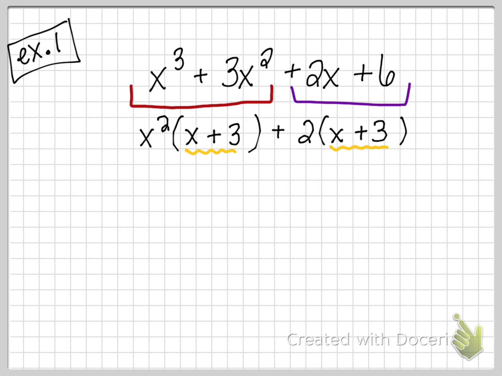So our factored form, watch this, is the last step. This common factor becomes one of the factors in factored form. So x plus 3 is one of the factors. The other factor is going to be what's left outside, times x squared plus 2.